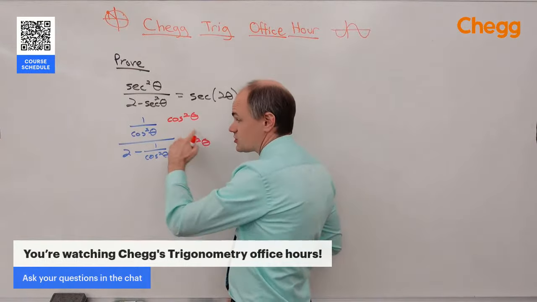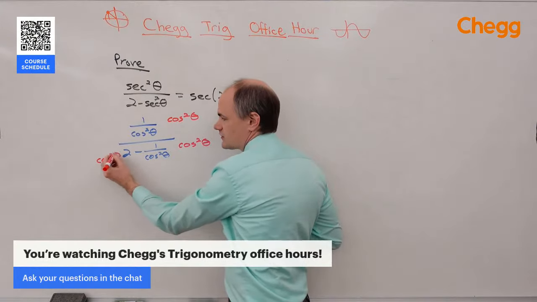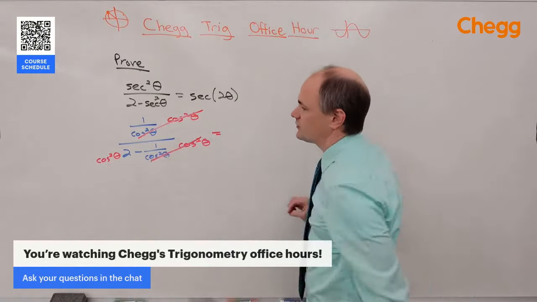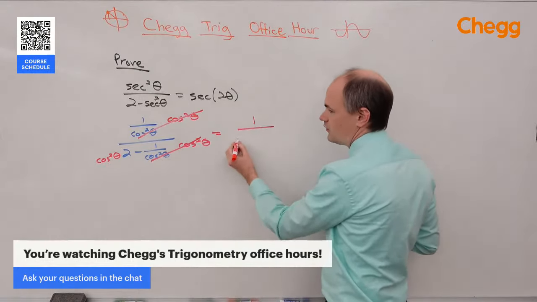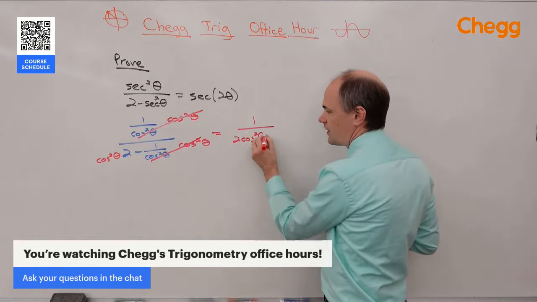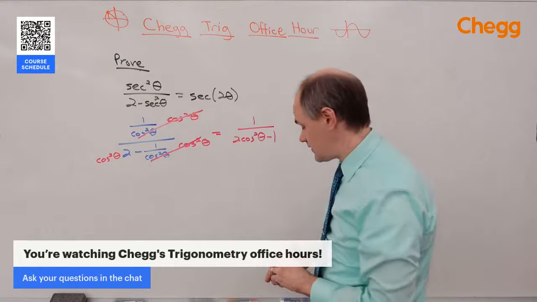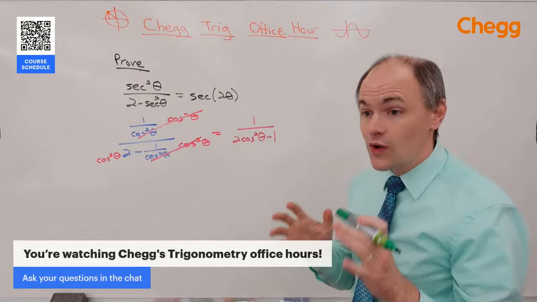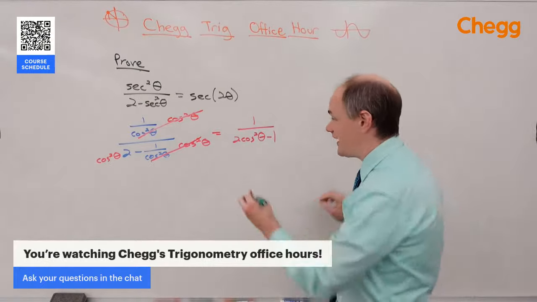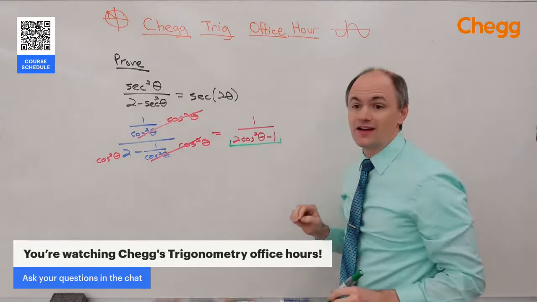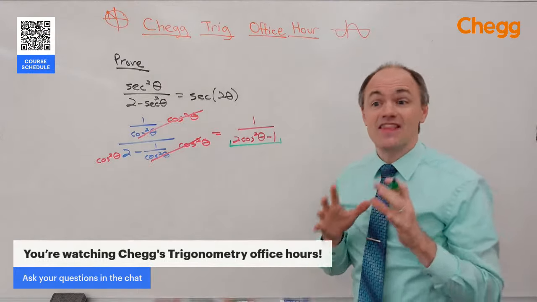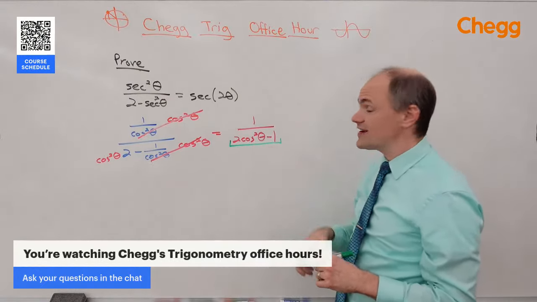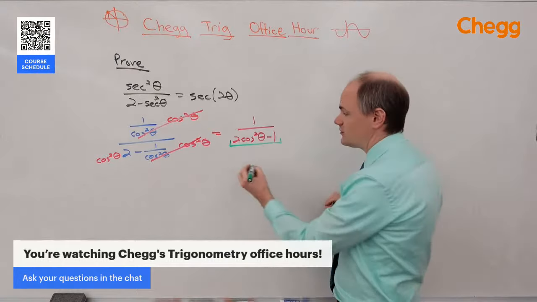Of course, this cosine squared has to distribute all the way across, so I'll go ahead and write the cosine squared there as well. And when I do, these cosine squareds reduce out, those cosine squareds reduce out, and I'm left with 1 over 2 cosine squared of theta minus 1. Now, with the proofs, the key is being able to recognize those formulas when we have them. 2 cosine squared minus 1 is one of our trig identities that we should at least recognize and be able to look up on a trig identity worksheet. 2 cosine squared minus 1 is cosine of 2 theta.